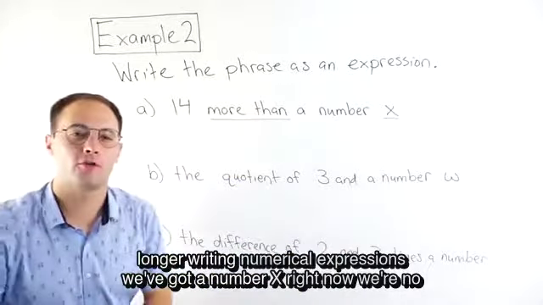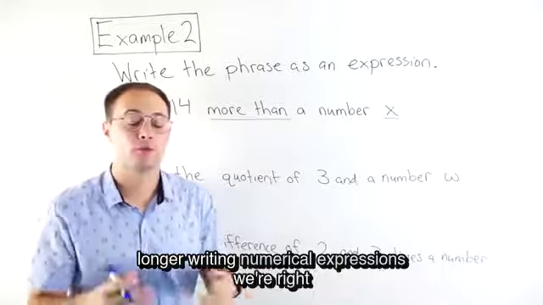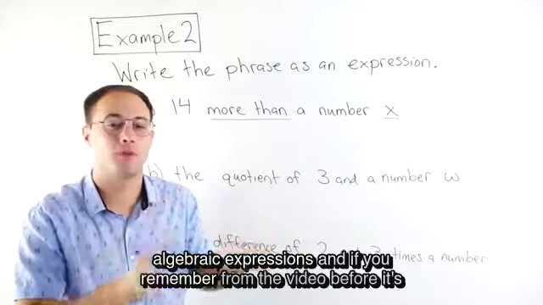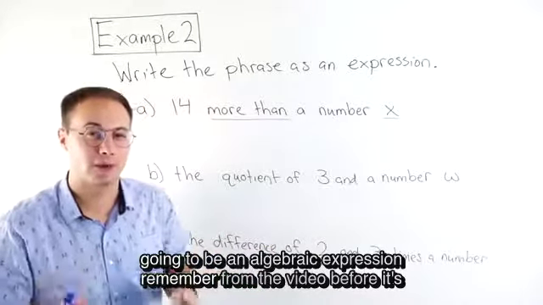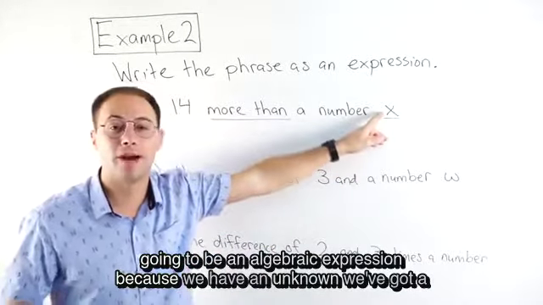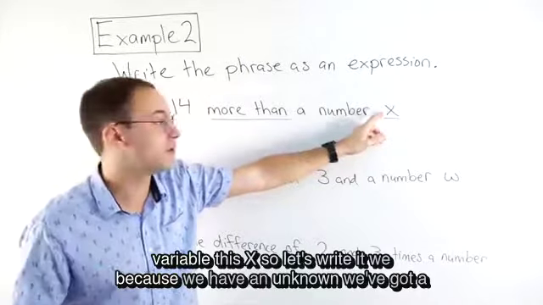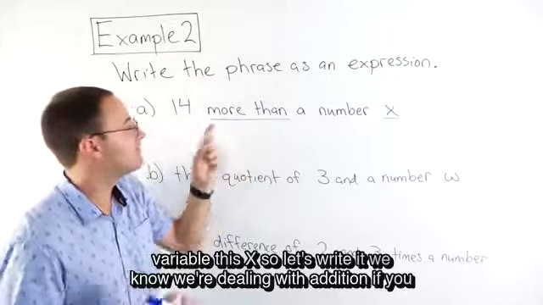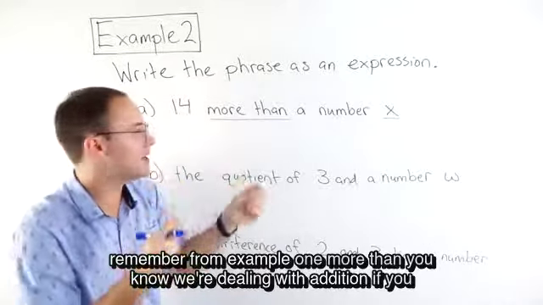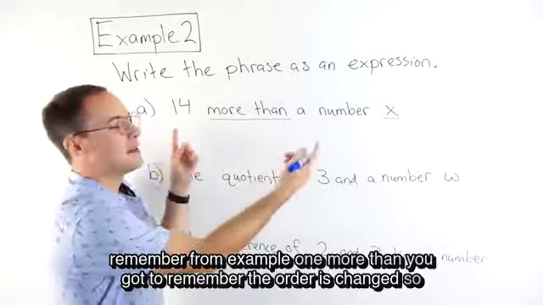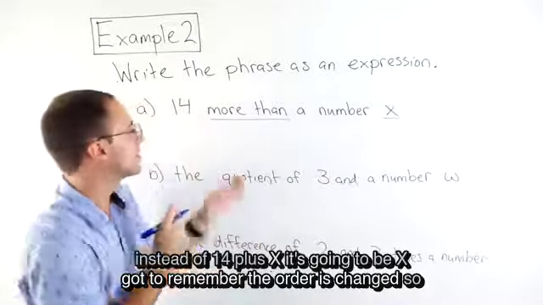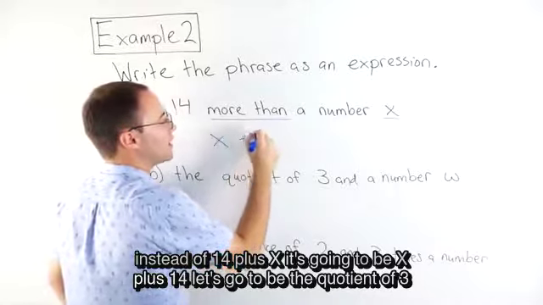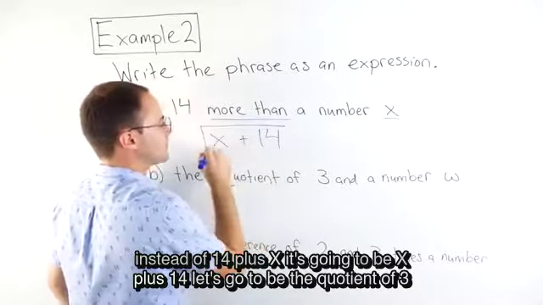Now, we're no longer writing numerical expressions, we're writing algebraic expressions. And if you remember from the video before, it's going to be an algebraic expression because we have an unknown. We've got a variable, this x. So let's write it. We know we're dealing with addition. If you remember from example 1, more than, you've got to remember the order is changed. So instead of 14 plus x, it's going to be x plus 14.